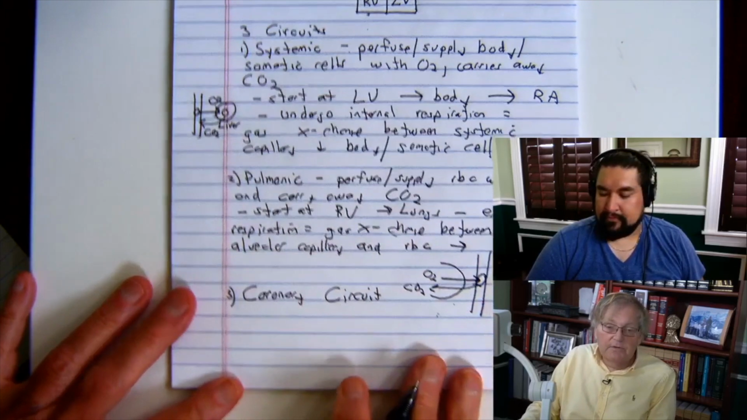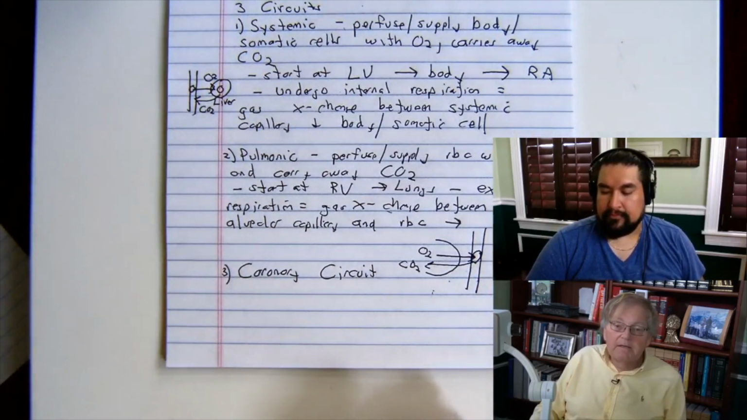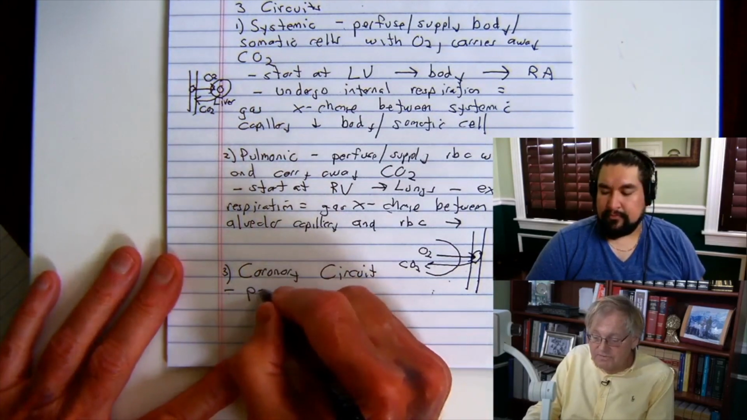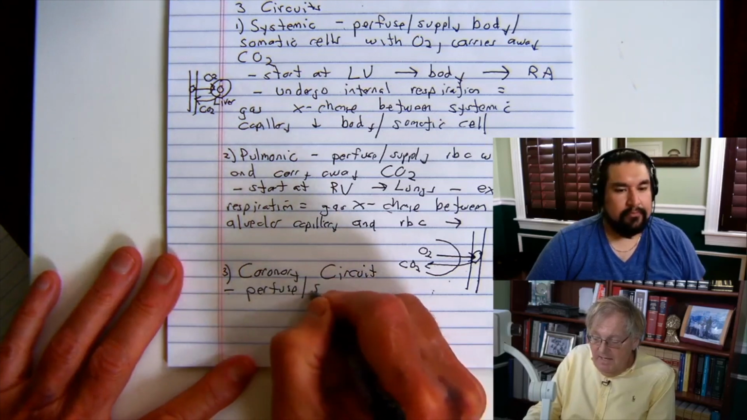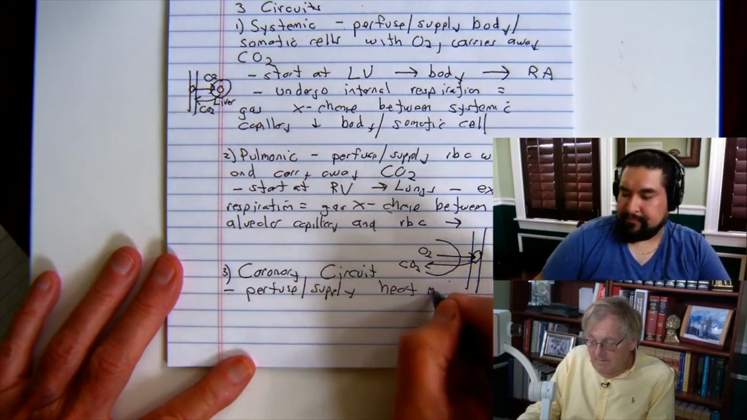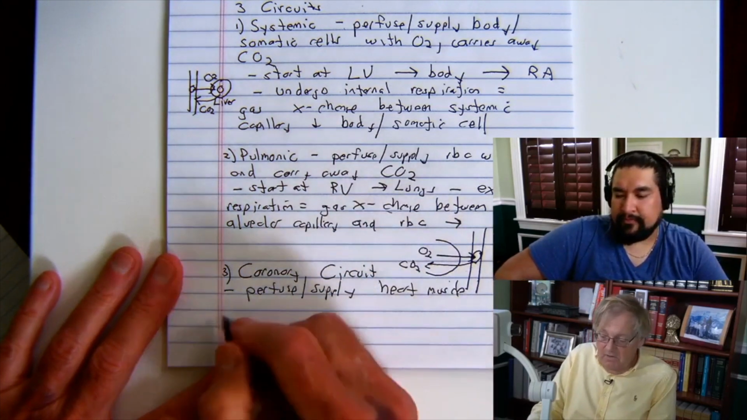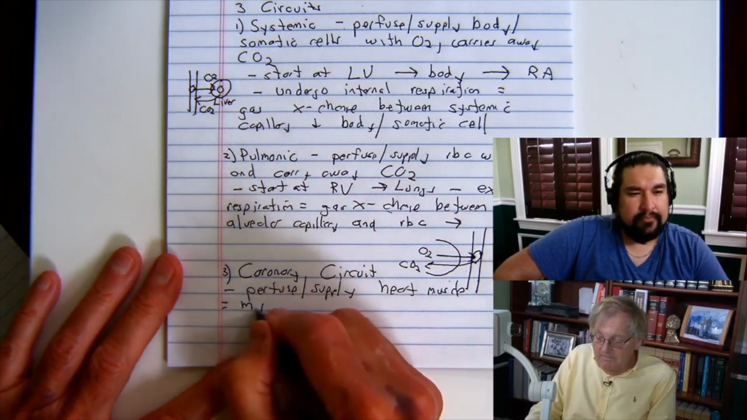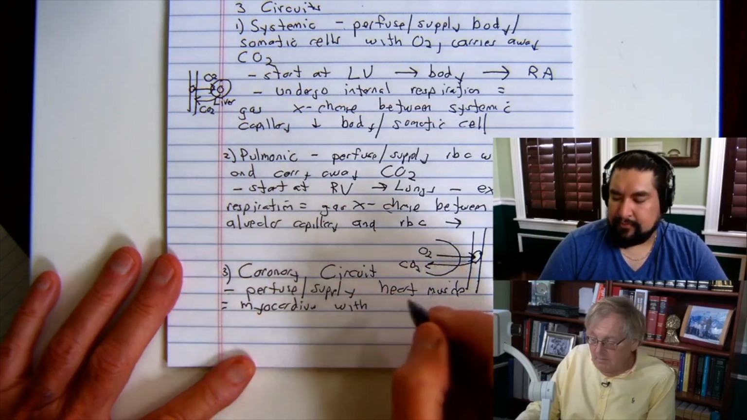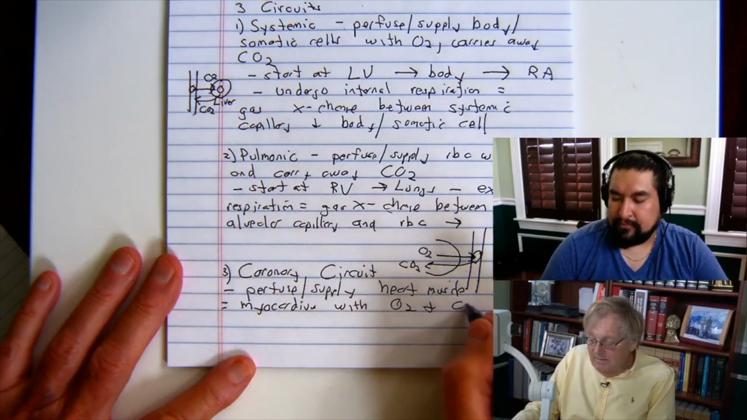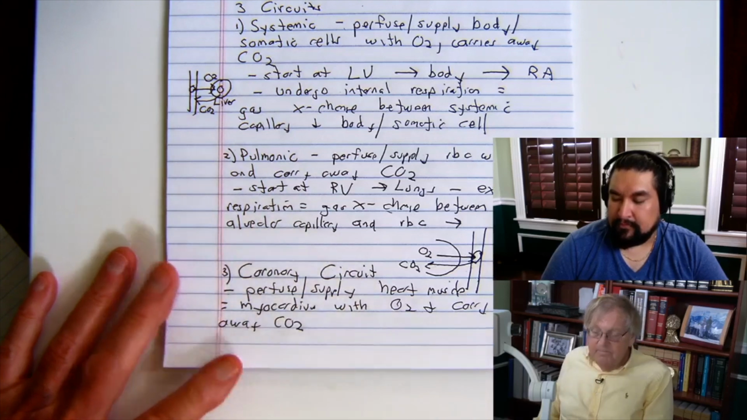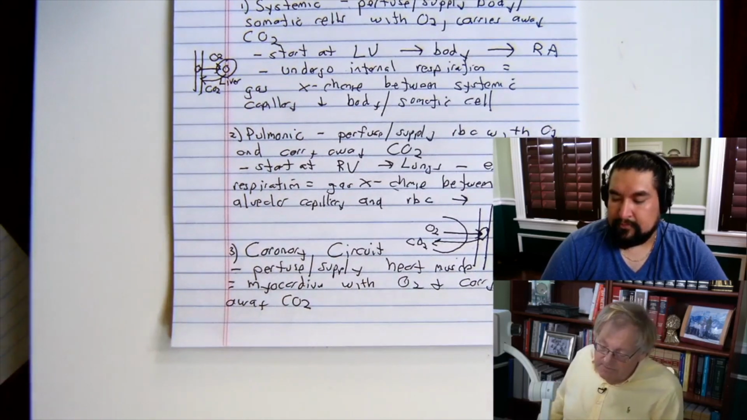The coronary circuit, remember, just by the name coronary, that means it's going to work on the heart. So therefore, that's going to perfuse or supply the heart muscle with oxygen. Remember, the heart muscle is going to be called the myocardium. And carry away carbon dioxide. So that's going to be your coronary circuit.